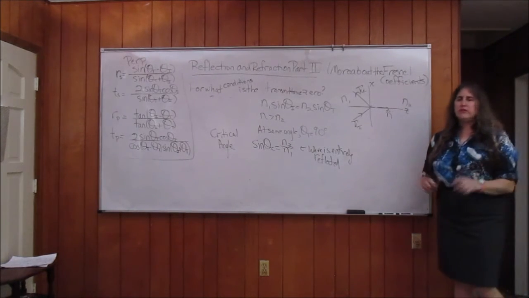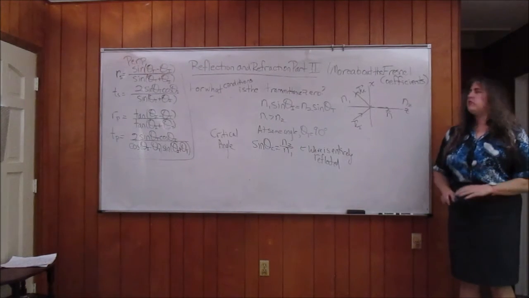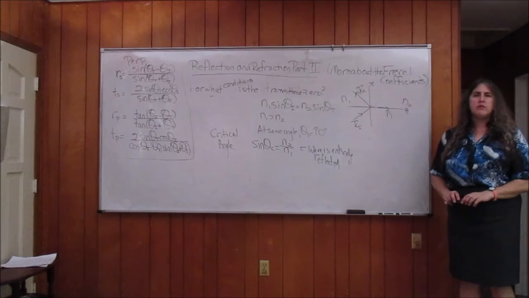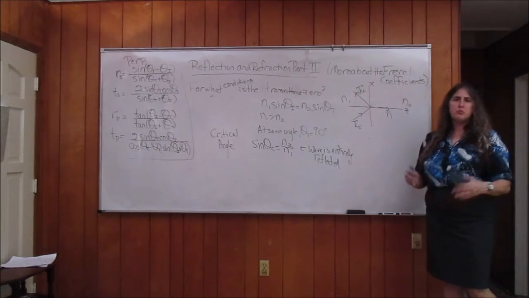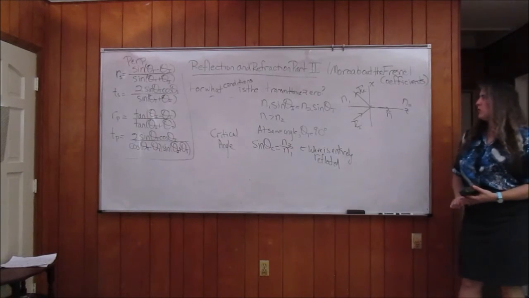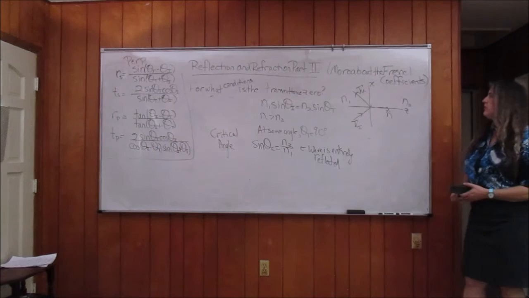That concludes today's lecture on reflection and refraction. We've hashed out the Fresnel coefficients a little bit more. We've defined what is meant by reflectance and transmittance, and also looked at a couple of special angles: Brewster's angle, the case where reflectance is 0, and the critical angle, where the transmittance is equal to 0.